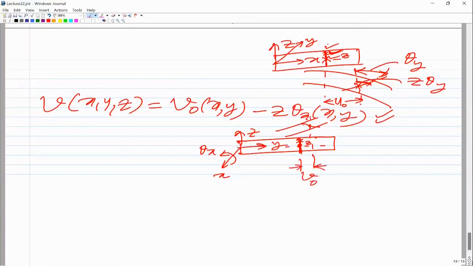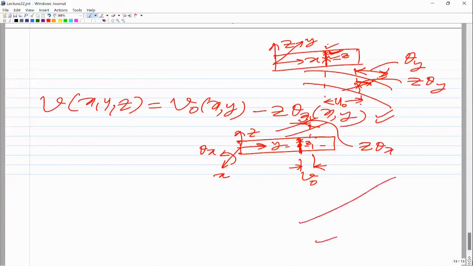And then this rotation, if you look at that, rotation is theta x. So this distance is going to be z into theta x, but it is in the negative y direction. If you look at this displacement, let me show it in a larger view.